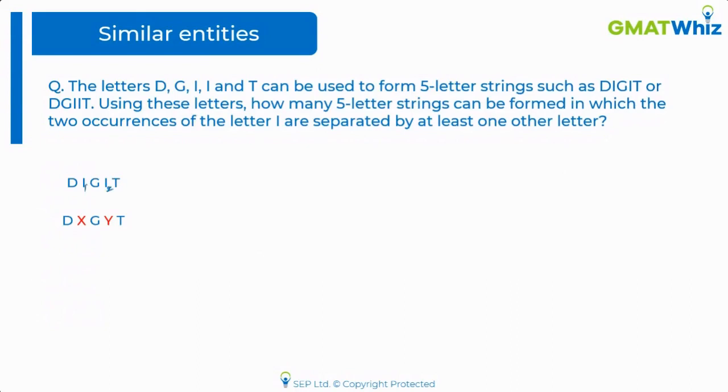If they were I1 and I2, I will have two different words possible. I would have a word which is dxgyt. Let's say I1 is x and I2 is y. I would have another word which is dygxt. These two words would have been different if these two i's were different, but they are identical.